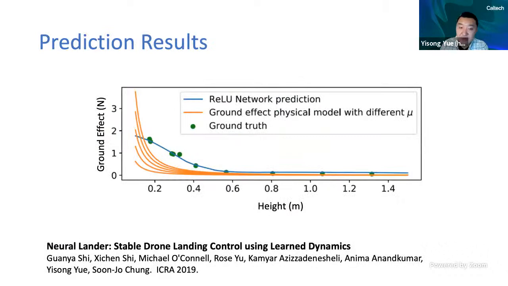And so here are some of the prediction results. The green dots are the actual measurements in the lab. The orange lines are various predictions made by physical models that people try to derive using first principles. And the blue line is the prediction of our neural net on the residual error of the ground effect. And you can see that the error is extremely small. So this was able to learn very accurately.